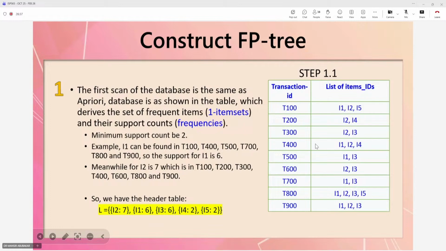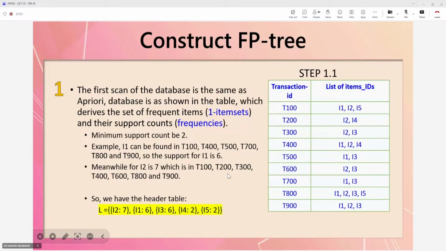So that means in many of these transactions, almost 7 transactions out of these 9 transactions, we have item 1 that has been bought by, let's say, many customers. Meanwhile, for I1, it appears 6 times. And then for I2, which is in T100, T200, T300, you can see 1, 2, 3, 4, 5, 6, 7. So it appears 7 times. This is why you can see it here. So this is how the first, what is called the header table, is generated.